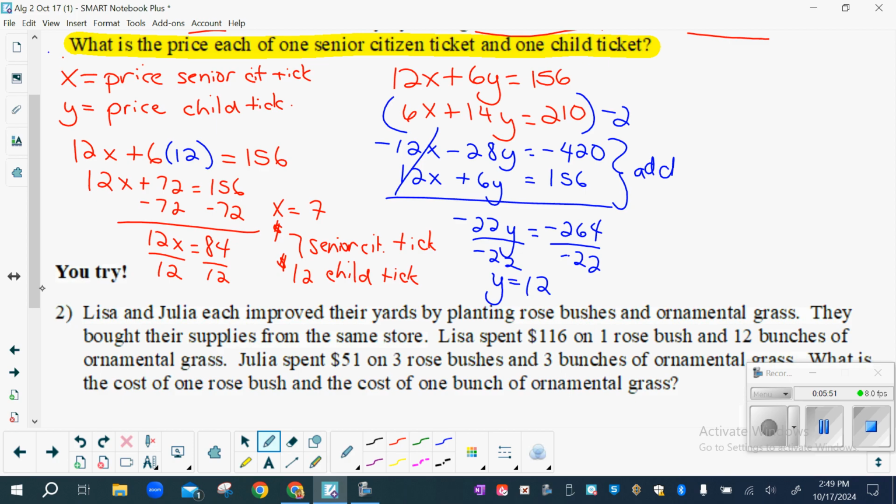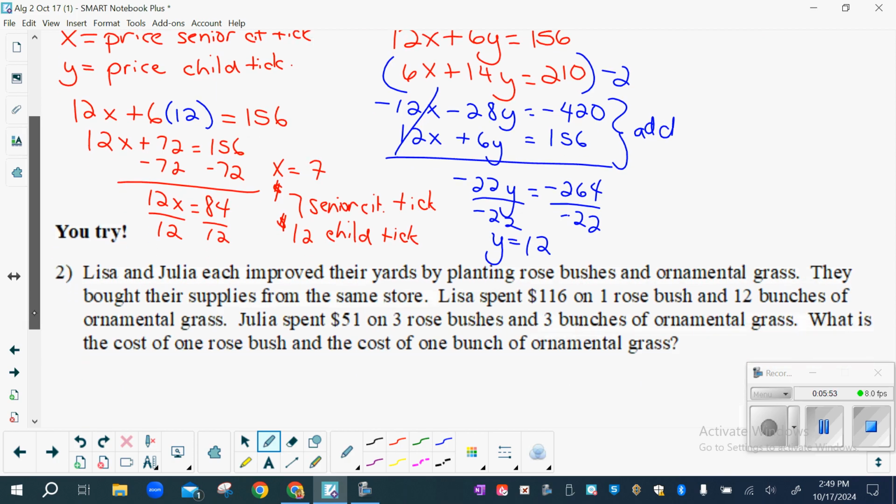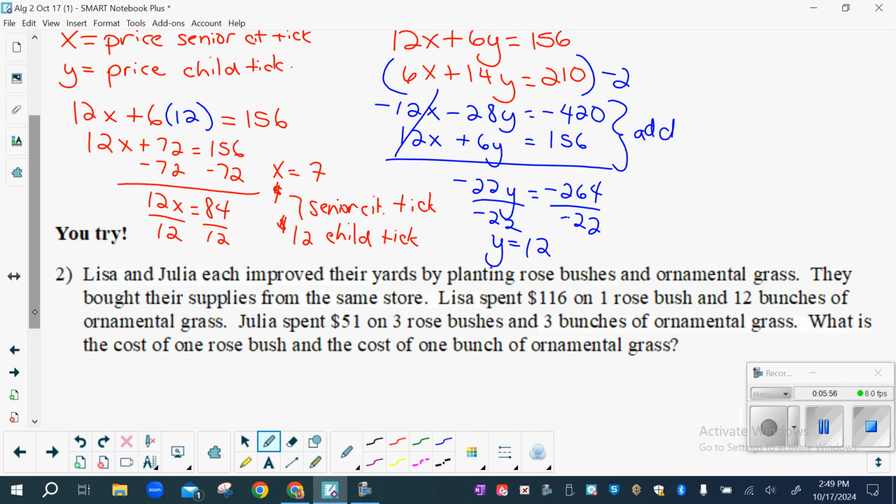So go ahead and do the U-try number 2. The last one we will do together. So I want you to do it just like this one. Go ahead and set it up and solve it. You're going to do the U-try, and I'm going to do number 3.